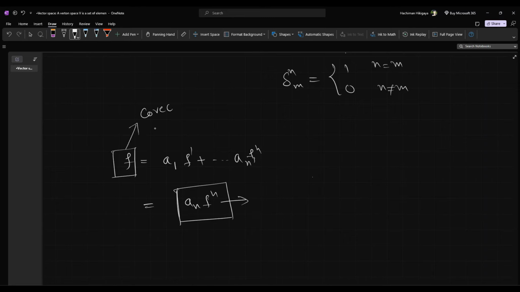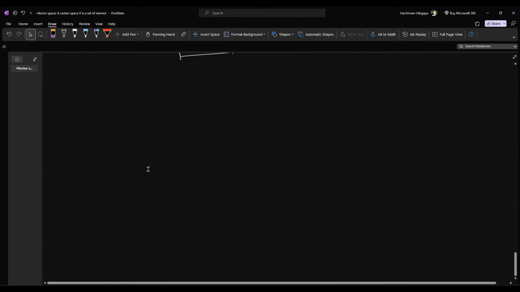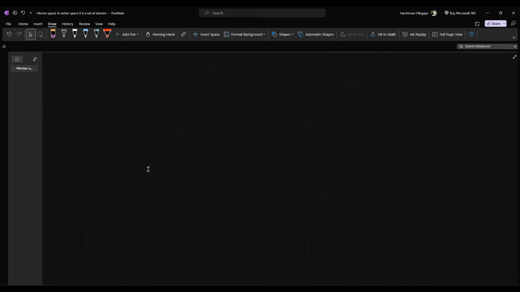So this is all we have to know for now from linear algebra. Now we can move on, but let me make another note. We know a vector is from a vector space, and a covector is from a dual vector space.